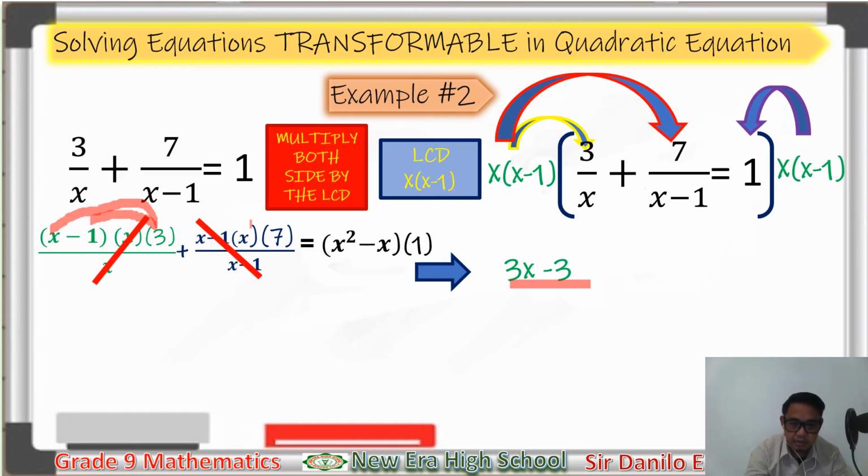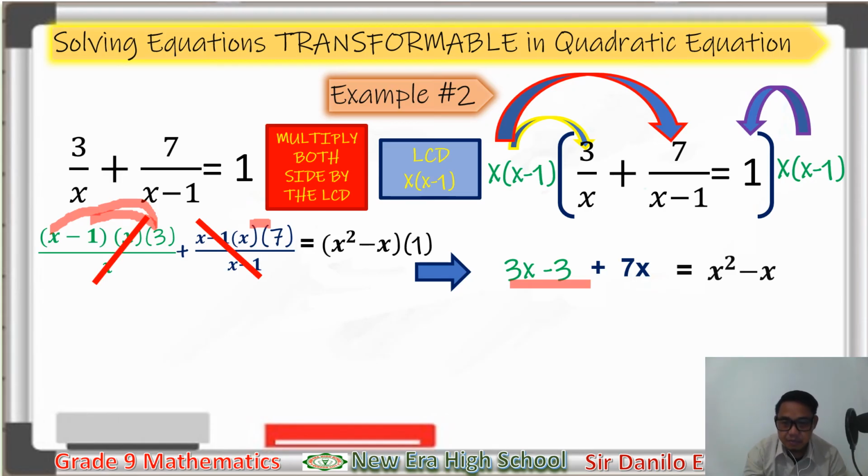Sunod naman, cancel natin to. Then multiply natin x times 7. That's equal to 7x. Positive ang ginamit natin kasi plus ang ginamit dahil positive siya. And then this one, any number multiplied to 1 is the number itself. Tama? Sabi ko, 1 times this is this. Okay? So, x squared minus x.